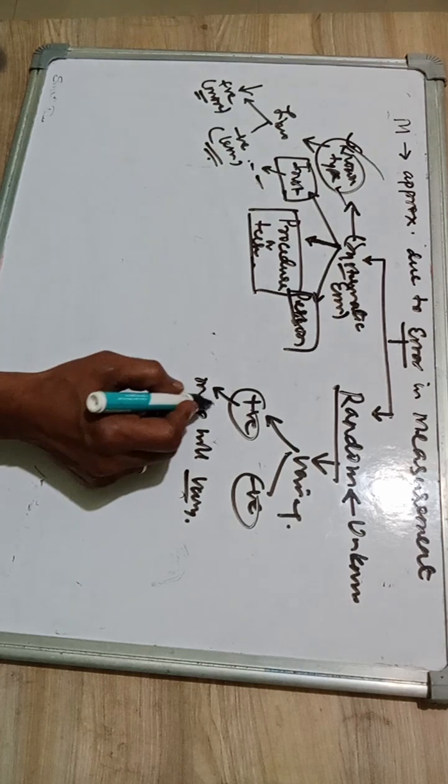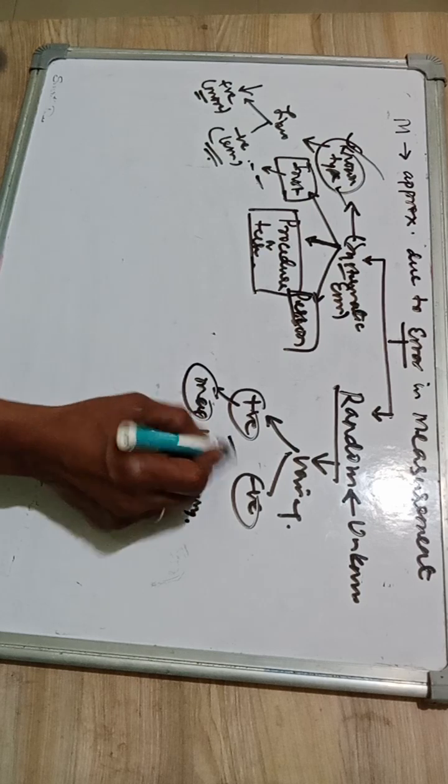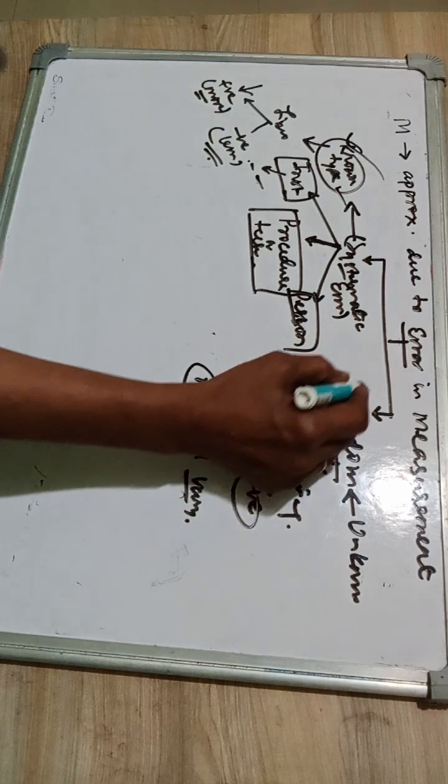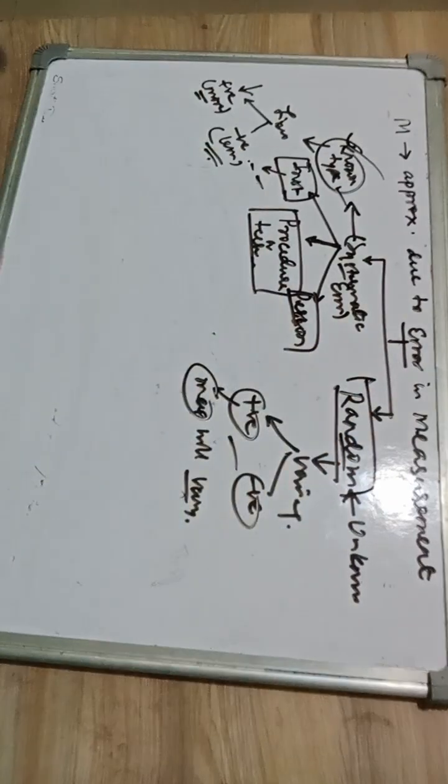Here we do not know the magnitude. We do not know in which direction it will increase. It will give more value or less value. These types of errors are termed as random error.